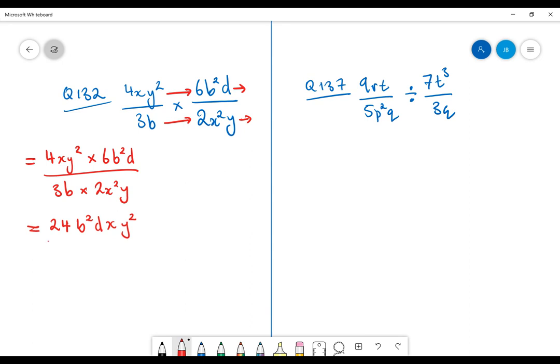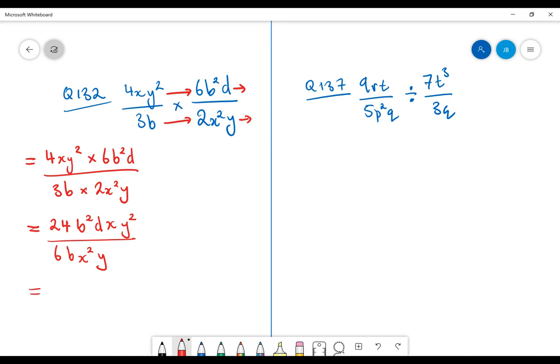Our denominator, 3 times 2 is 6. And then we're just once again writing the variables in alphabetical order. So that's b, x squared, y. So we've done the multiplication correctly. The last step is to simplify our fraction here. So we're going to simplify our coefficients first.